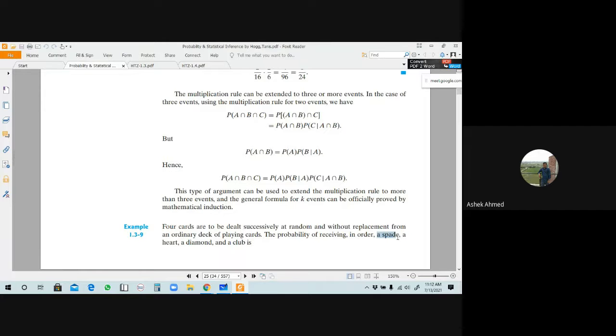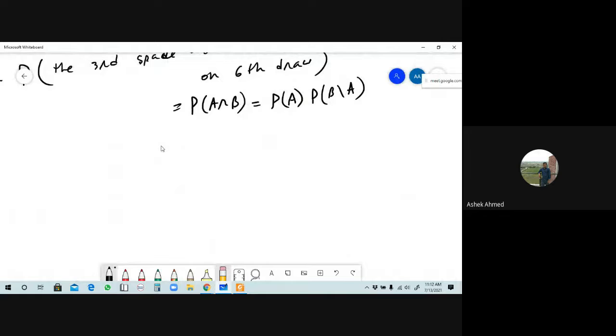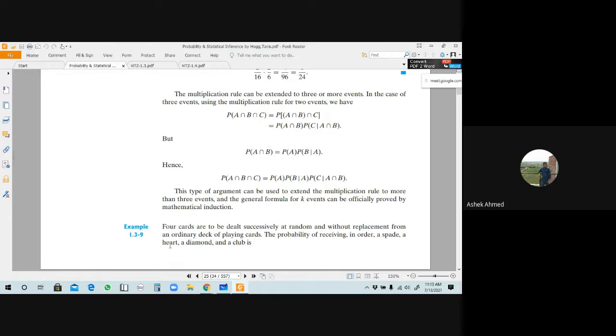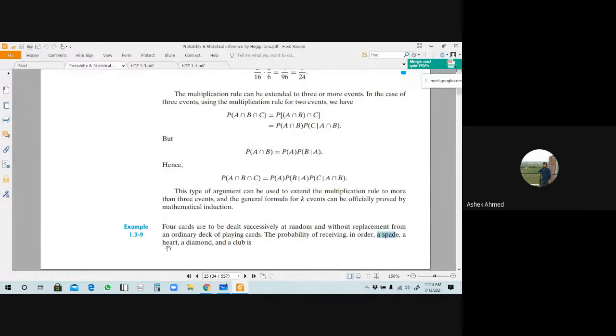First will be spade. How many spades are there? 13. Okay, for that case, for spade the probability will be 13 by 52 into. For the next card will be hearts, which is without replacement. For that case, the card you picked as spade is already removed, it will not be put back. So this will be 13 by 51 here. This 13, who is this 13 for?